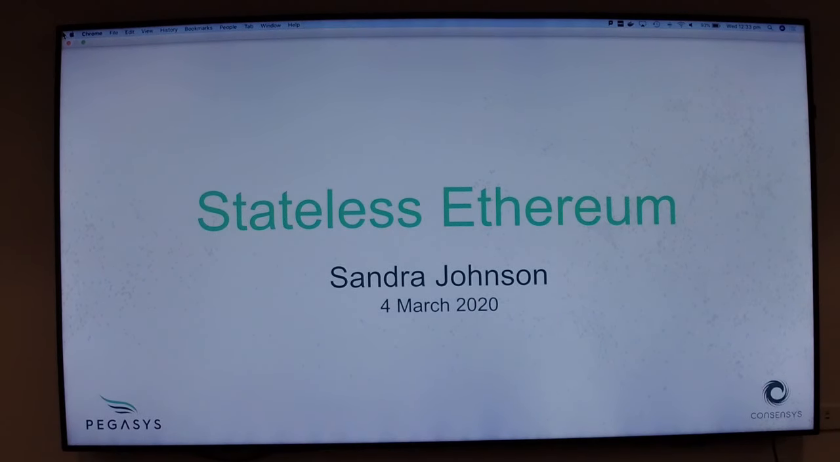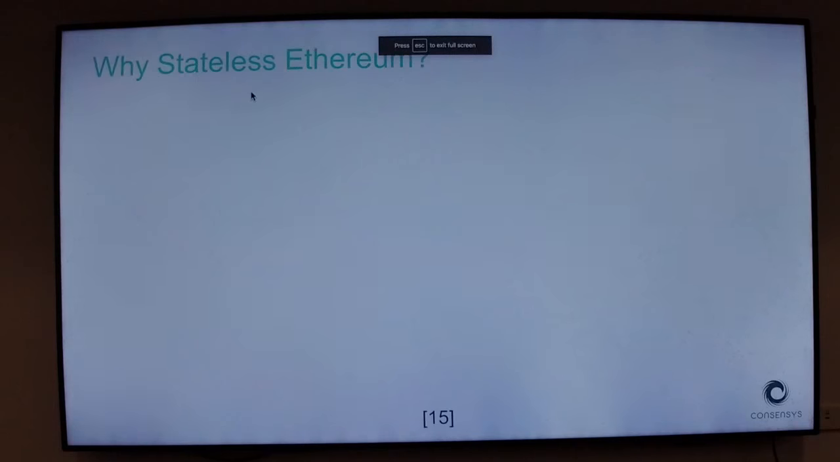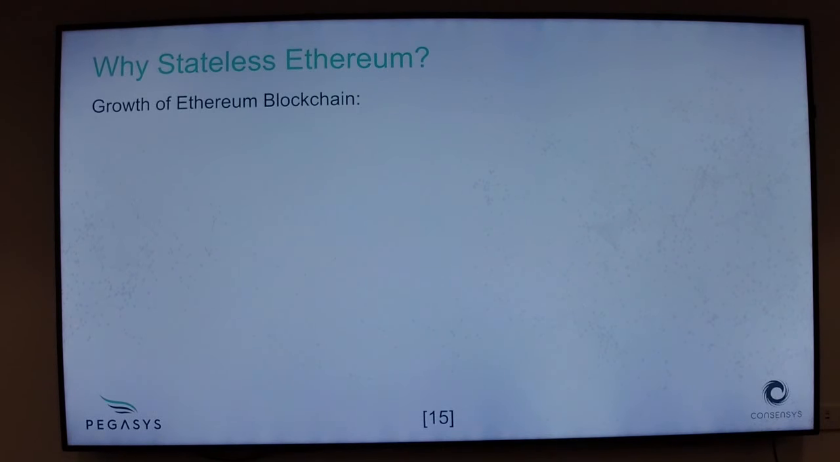So I've been looking into Stateless Ethereum for a little while now, and this is just a culmination of what I found so far. One of the first things you might be asking is why have we got Stateless Ethereum, which is a pretty good question to ask. Basically, I think everyone expected Ethereum 1 would not be with us as long as it probably will be.